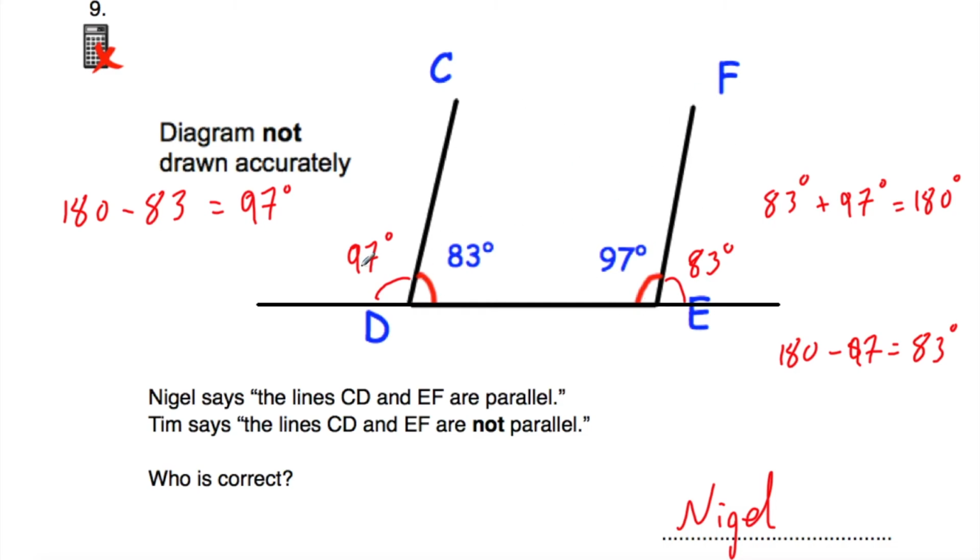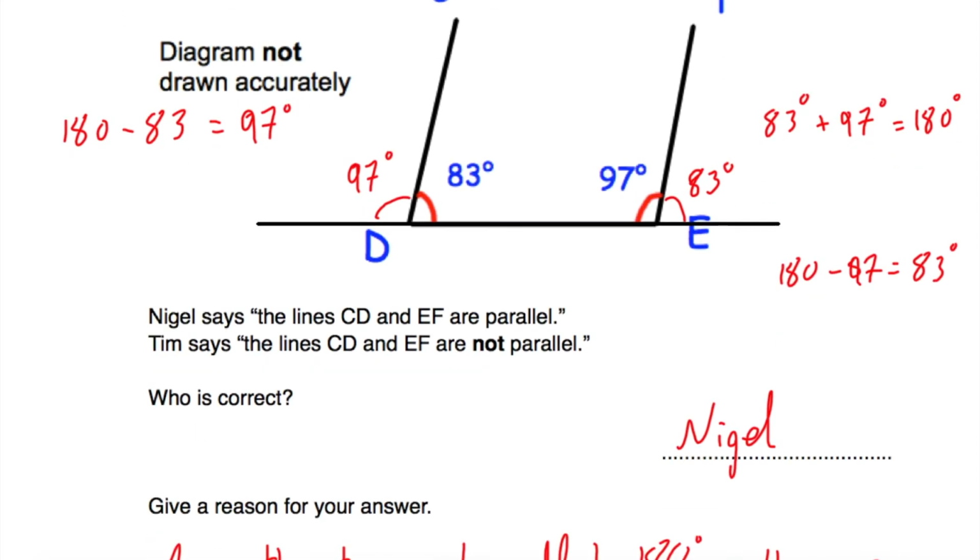So that means that they're going to be parallel to each other. So you could explain that obviously here you've got CD and the angle to the left of it is 97 degrees and the angle to the right of it is 83 degrees. And likewise with the line EF, the angle to the left is 97 degrees and the angle to the right is 83 degrees. So that means they're going in the same direction. So that means the two lines are parallel to each other because they're going in the same direction and they'll never meet each other or cross each other. So that means they're parallel. So that means that Nigel's correct. Now, I would have used the co-interior angle approach. That's the approach that I would have used, but some students may use that approach.